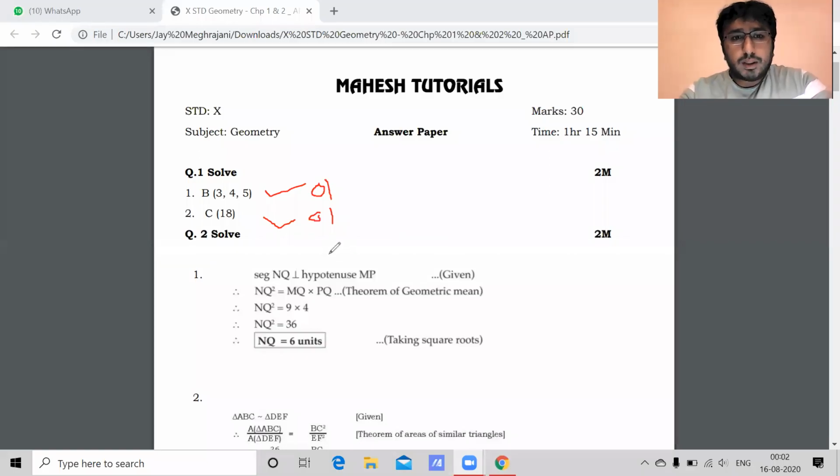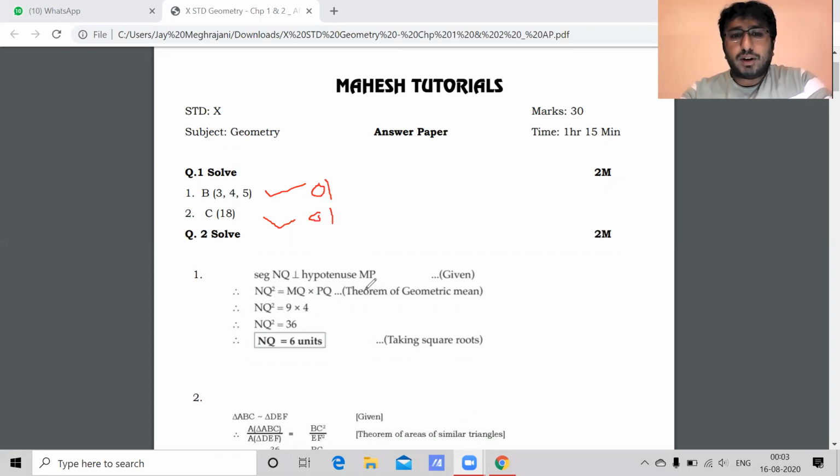Question number 2, there are 2 questions and each are for 1 mark. The first thing, you are given that in triangle MNP, measure angle MNP is 90°. Segment NQ is perpendicular to hypotenuse MP. That's already given to you, and we need to find the length of NQ. So students, in this first we are going to apply geometric mean.